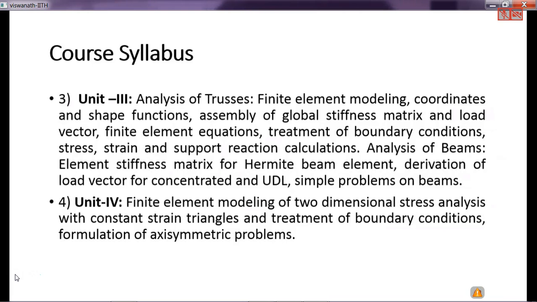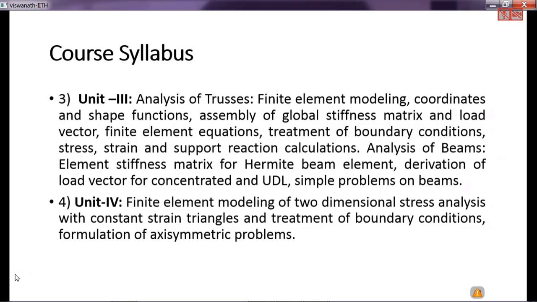Lagrangian interpolation functions are not valid, because Lagrangian interpolation functions are derived based on 1 degree of freedom per node. However, this is 2 interdependent degrees of freedom, that is W and dW by dx. For such kind of things, one has to develop Hermite interpolation functions. So once the Hermite interpolation functions are there, then using the strain displacement relationship, the strain is obtained, and then the stresses are obtained, and then the element stiffness matrix for the Hermite beam is obtained.